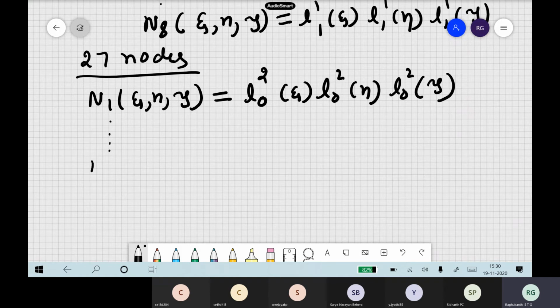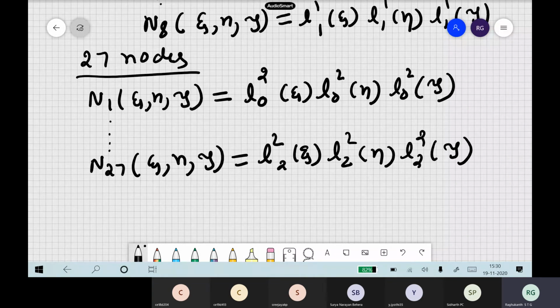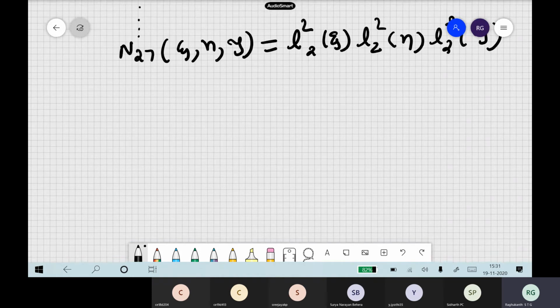You can write it yourself. For the 27th node, the last one, psi, eta, and then xi, this will be L22 of psi, then L22 of eta, then L22 of xi. You can try all possible combinations, and you will get the 27 shape functions. This is how we write the shape functions for higher order polynomials using Lagrange. If you want to write using Chebyshev, you can try that too, but as I already told you, Chebyshev has some problems with the mass matrix.